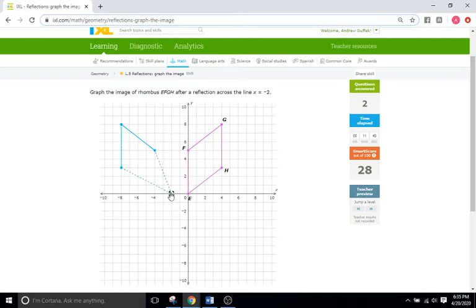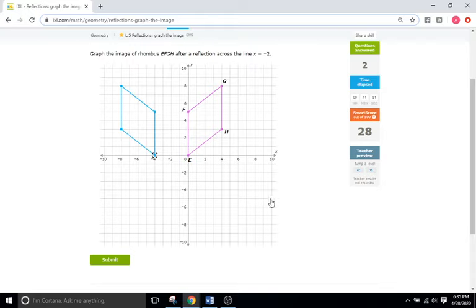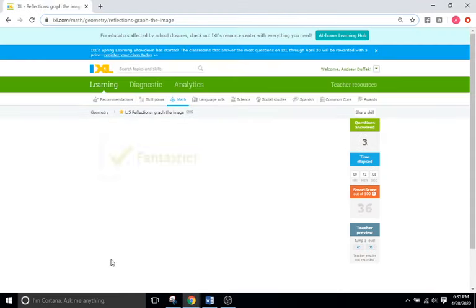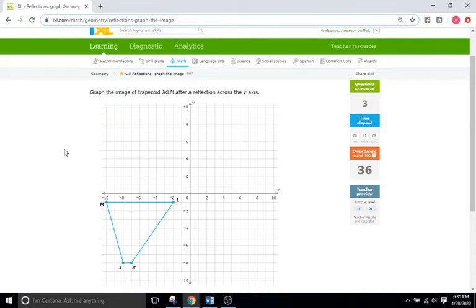And then lastly, E right here is just 1, 2 away, which means we're just going to go another 2 to the left. 1, 2. And there we have it. We just reflected over our line x equals -2. Remember, our line of reflection is right here. The line x equals -2 just means -2 on the x-axis. So we click submit, and also fantastic. Very good, very good.